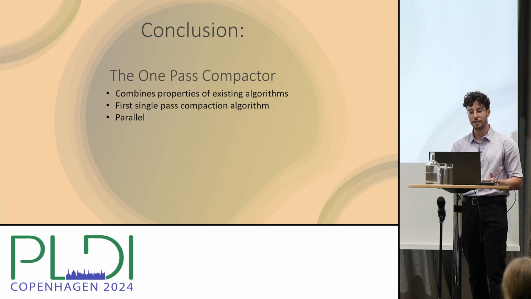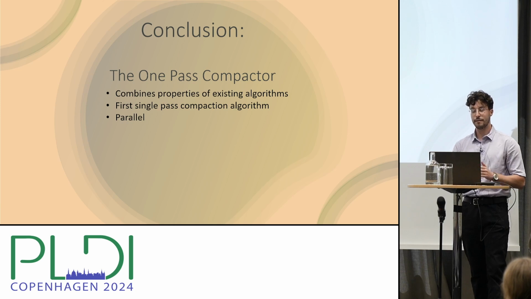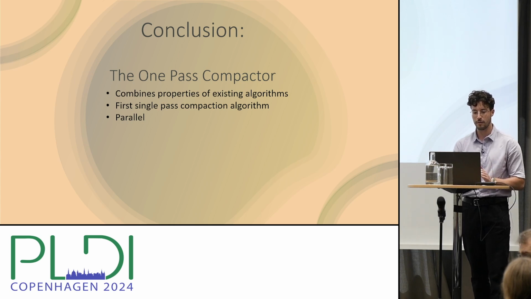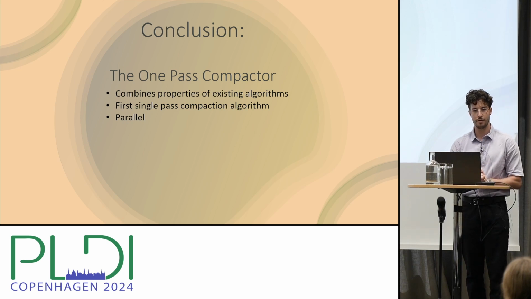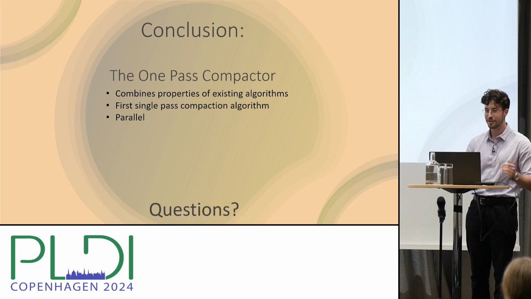So to conclude, in this paper, we present the one-pass compactor. It is the first compaction algorithm to achieve heap compaction using only a single heap pass. And it achieves that by combining beneficial properties of existing algorithms. And eventually, we also provide a parallel version for that algorithm. So thank you for listening. If you have any questions.